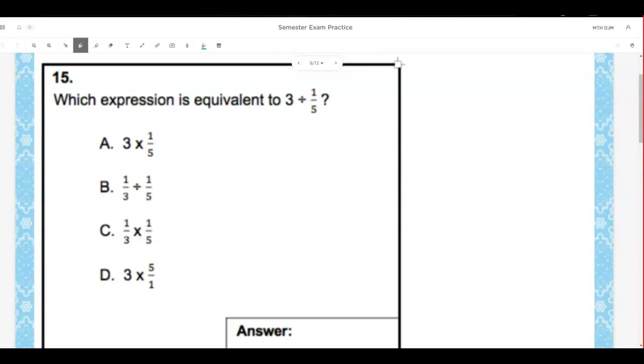Okay. Question number 15. Operations. Do not say an answer out loud. Which expression is equivalent to 3 divided by 1/5? I'm going to give you about 45 seconds to look at those answers and maybe tell me something I can cross out, or maybe you'll figure out the answer. Which expression is equivalent to 3 divided by 1/5?